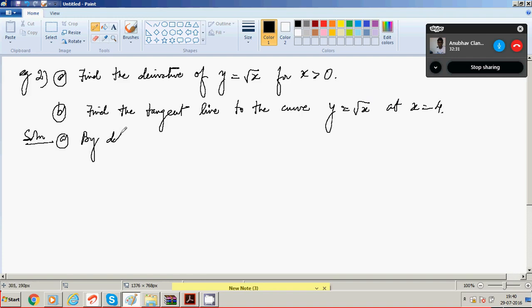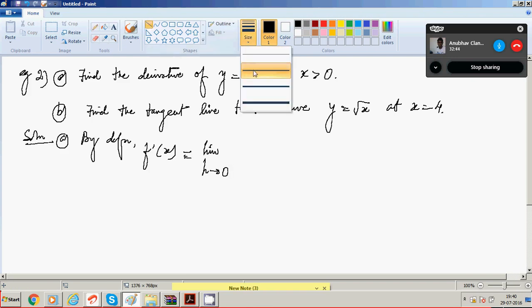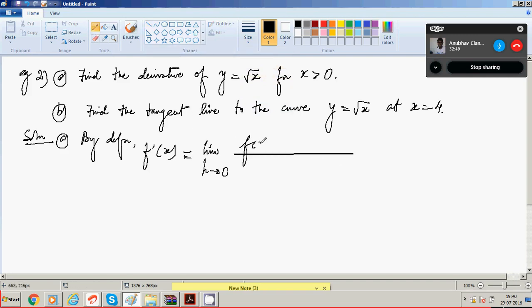by definition, the derivative f prime of x is equal to the limit h tending to 0 of f of x plus h minus f of x over h, which equals the limit h tending to 0. Now understand this, what is the difference between f of x and f of x plus h.